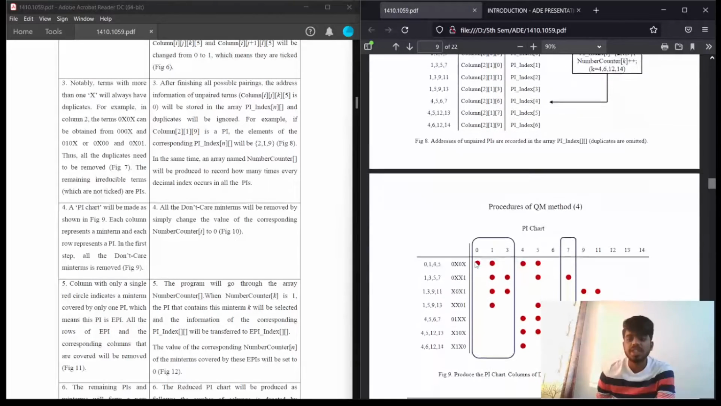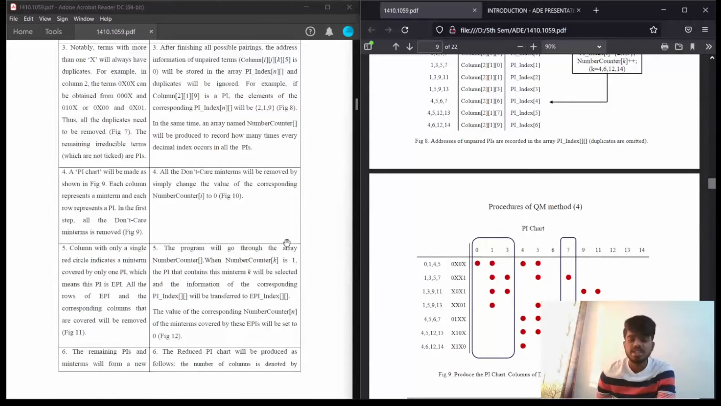After transferring into the prime implicant chart, the next step is to group all these terms. So now let's see the next procedure. A PI chart will be made as shown in figure 9. Each column represents a min term and each row represents a prime implicant. In the first step, all the don't care min terms are removed. The name itself tells us: don't care. So we need to essentially follow this.